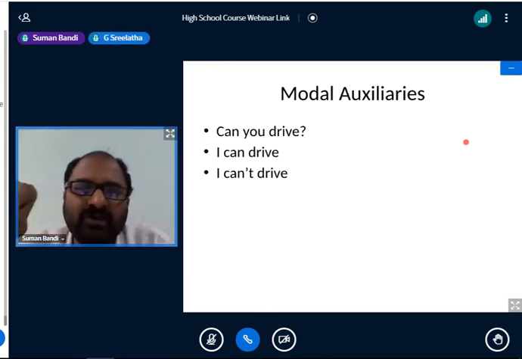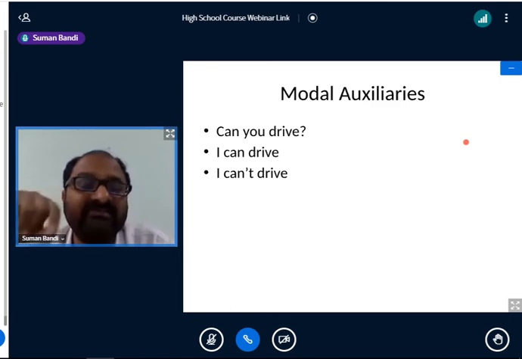Your target was modal auxiliary, but because you are teaching grammar in a context, your students have not only learned modal auxiliary can, they have also learned the important sentence structure: subject, auxiliary, main verb. They have also learned a negative sentence.